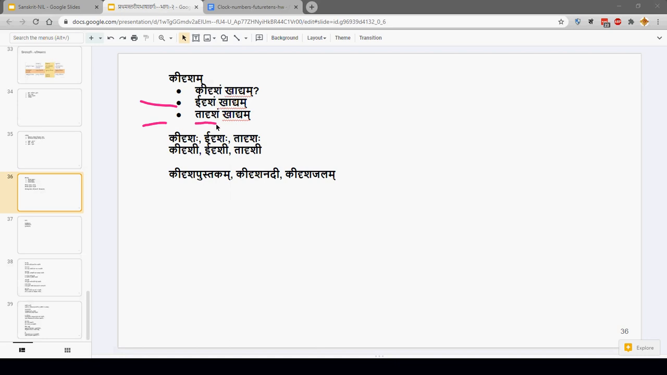Again, this is the napunsakalinga format, and then they have their strilinga format like idrushi, tadrushi, idrushaha, tadrushaha, pullinga forms and strilinga forms. And obviously they can also combine like this. So if we say idrishaha vrikshaha, this type of tree, that can be combined into one word, idrisha vrikshaha.